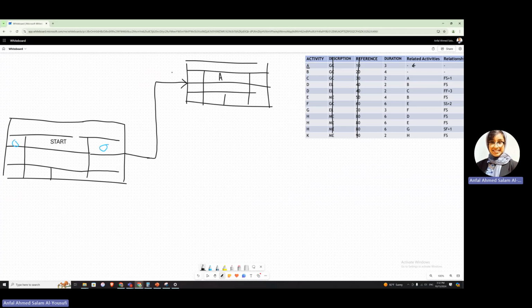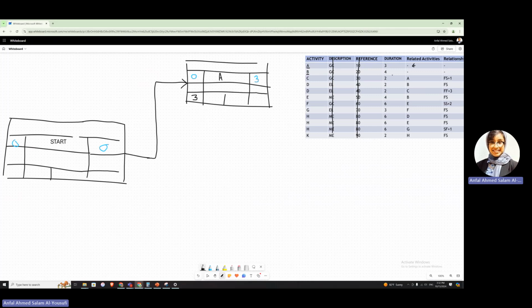The duration for A is 3, so I'm going to write it in here. When I start from the beginning, I would start from day number 0. If this task is going to take me 3 days, I'm going to finish it on day number 3. Okay, so we are done with this. Let's go to the second activity.